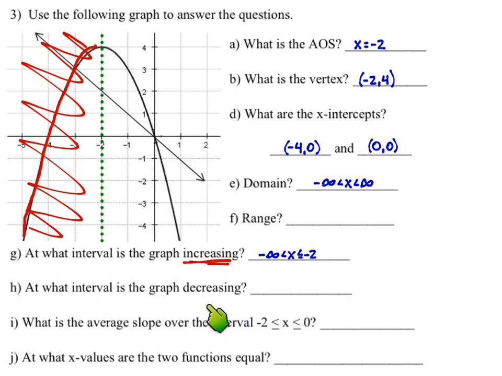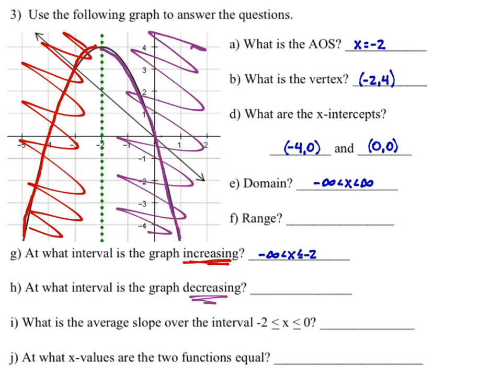And then now for the decreasing part is this side of the parabola. So we'll use purple there. So this side of the axis of symmetry is the interval for which the graph is decreasing. So that's from -2 is less than or equal to x is less than infinity.